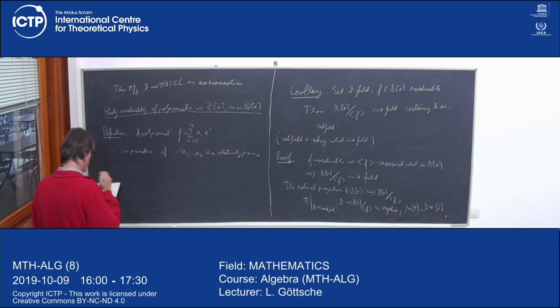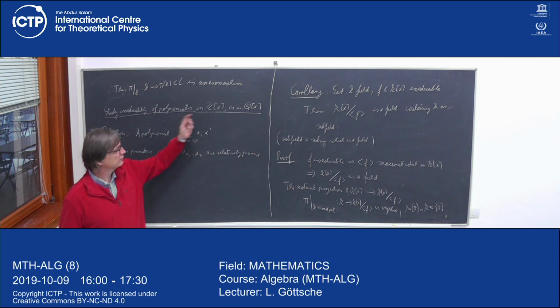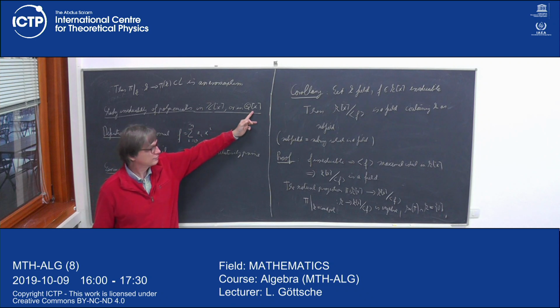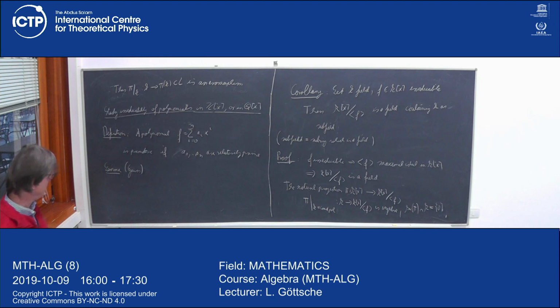And now we have the first lemma, which is due to Gauss, which says that a polynomial with coefficients in Z which is primitive is irreducible as a polynomial in Z[x] if and only if it is irreducible in Q[x], which is an exciting fact. But first we have another lemma which looks simpler.